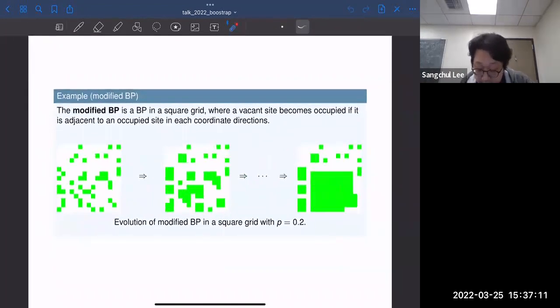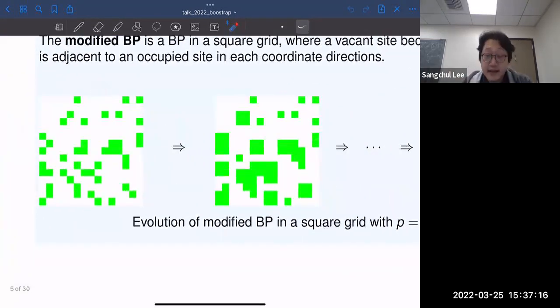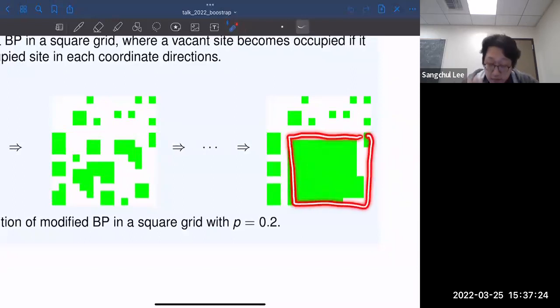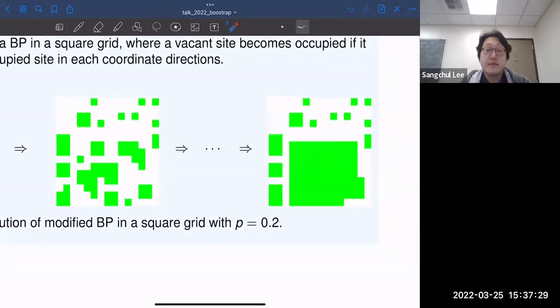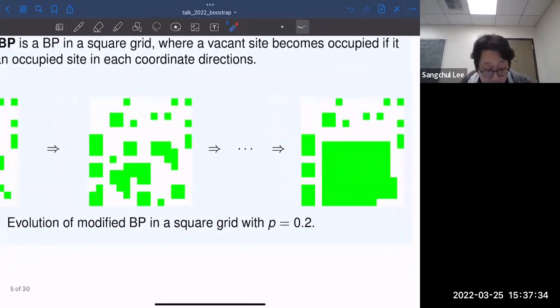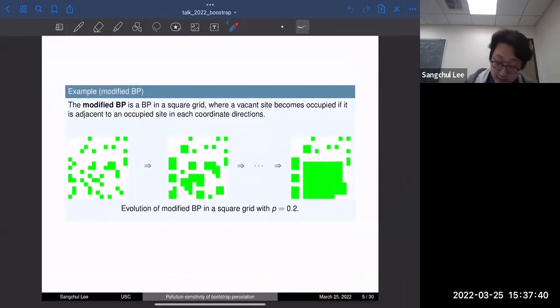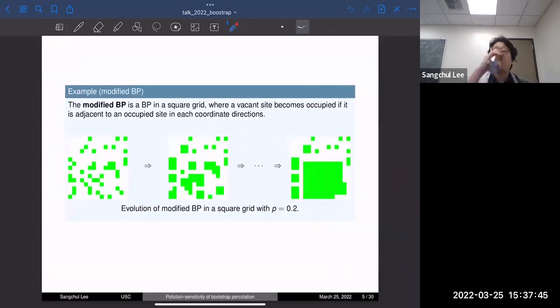In this case, if I run this dynamics indefinitely, I think the eventual configuration is not fully occupied. So the modified bootstrap percolation is more restrictive than the two-neighbor bootstrap percolation in the square grid. All right, is everything clear?